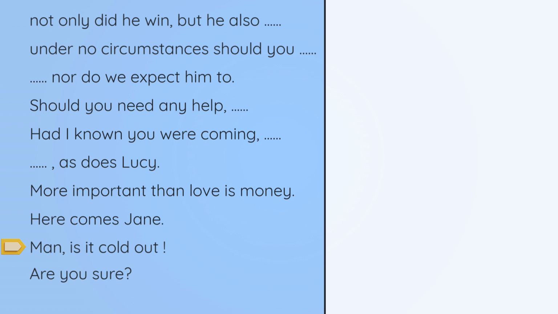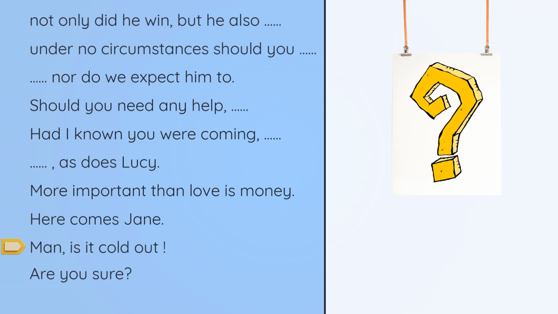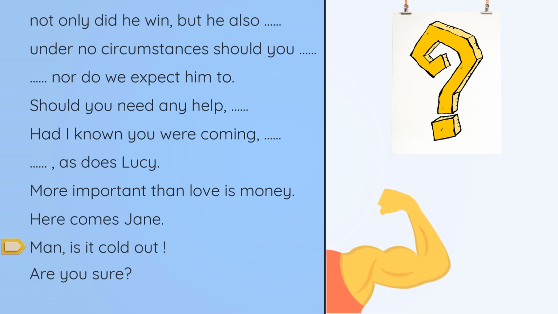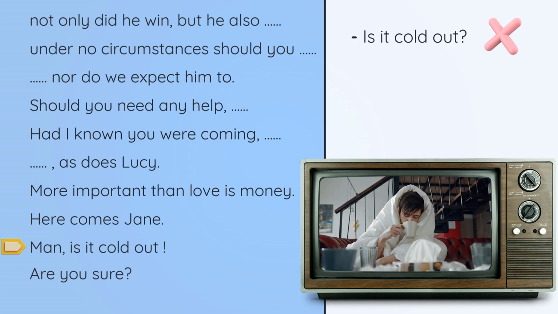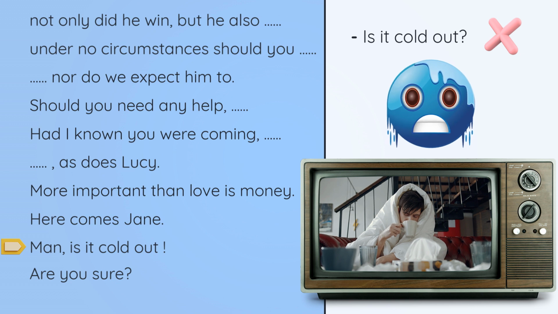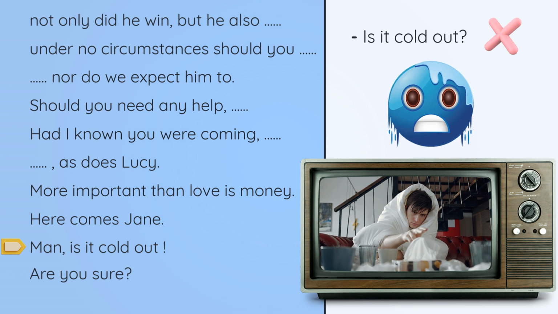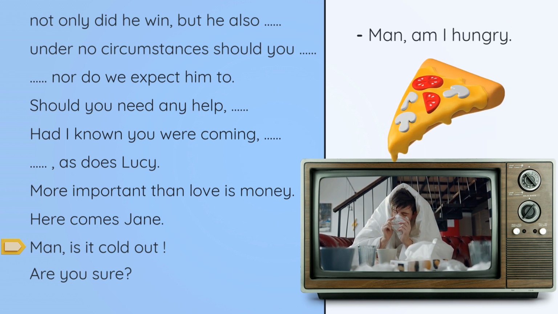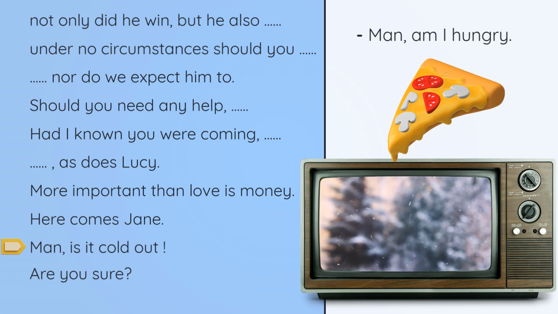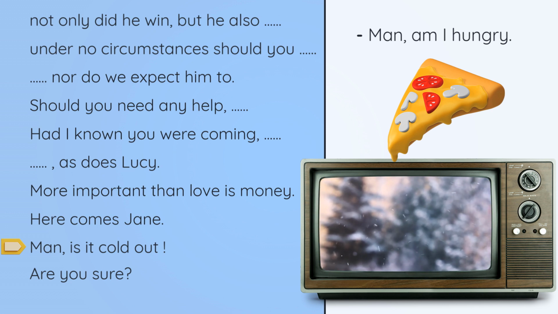Then we have some expressions. Now it looks like a question, but we make it look like a question to give it more emphasis, to give it more strength. "Man, is it cold out?" I'm not asking you, is it cold out? No, I know it's cold out. I'm telling you it's cold out, and I'm telling you very strongly. "Man, am I hungry!" It means I'm really hungry, but making it very strong. We are making a point of emphasizing, which is why we invert the subject and the verb. Okay?